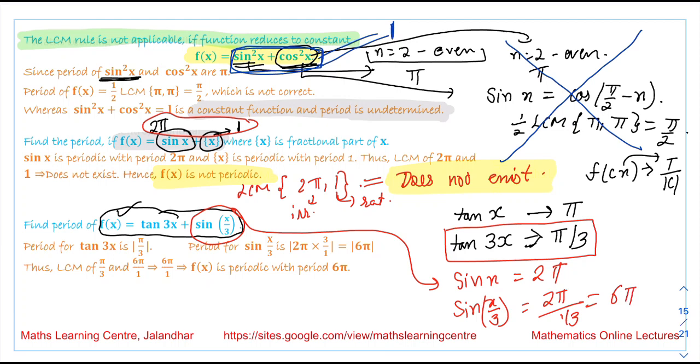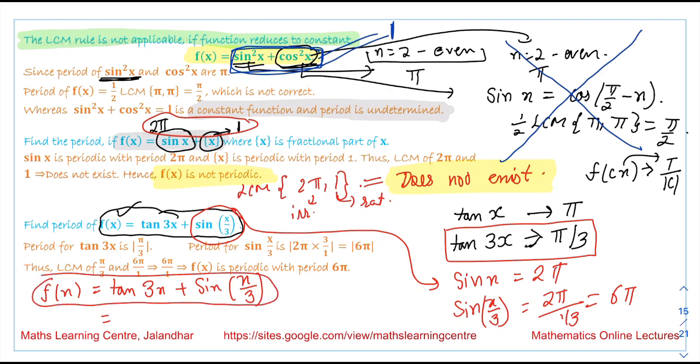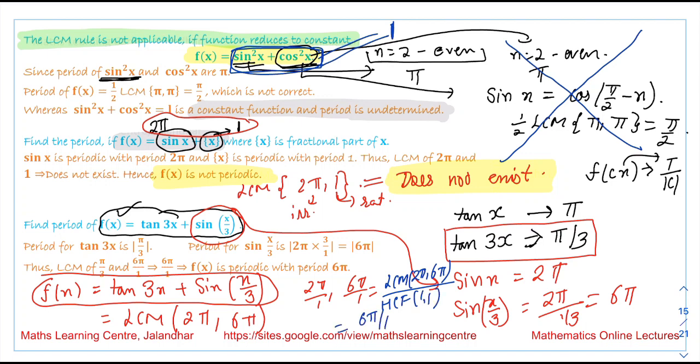Now, we have these two numbers. So, the period of f(x) is equal to tan 3x plus sin x by 3, that will be equal to the LCM of pi by 3 and 6 pi. Now, what kind of numbers are these? They are 2 pi by 1 and 6 pi by 1, and we know that the LCM of these two numbers is given by the formula: LCM of 2 pi and 6 pi divided by HCF of 1 and 1. So the answer we obtain is 6 pi over 1, that is equal to 6 pi. So we are saying that the period of the function f(x) is equal to 6 pi.